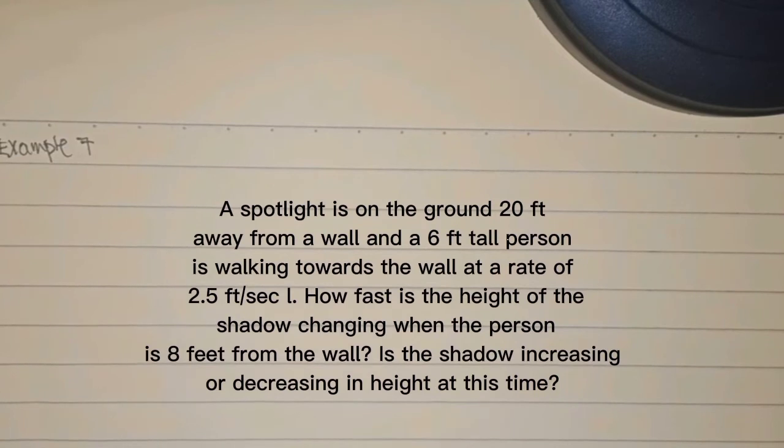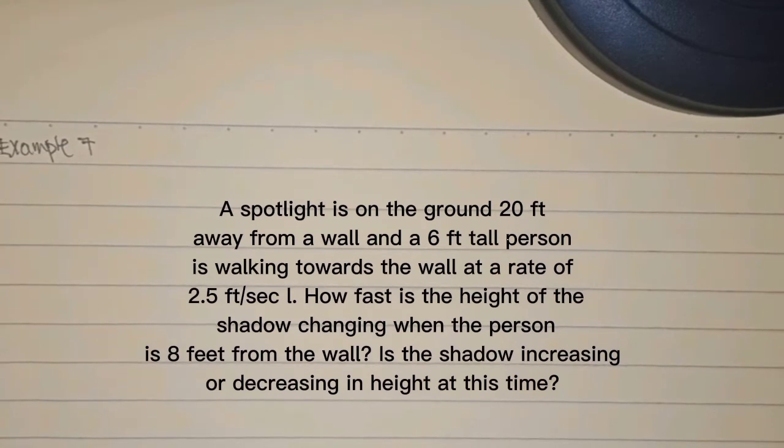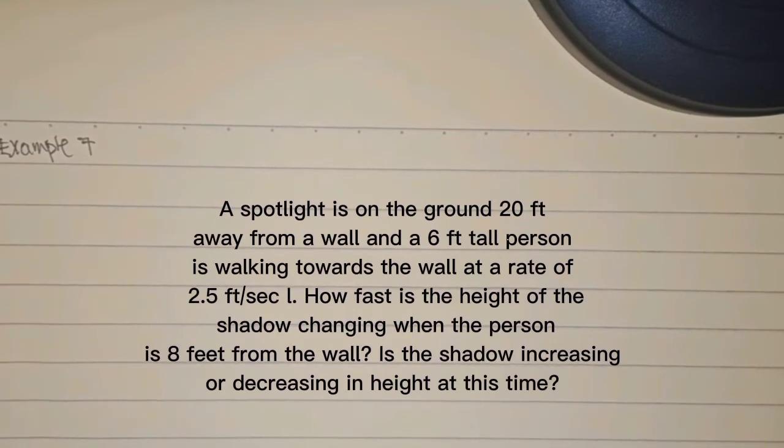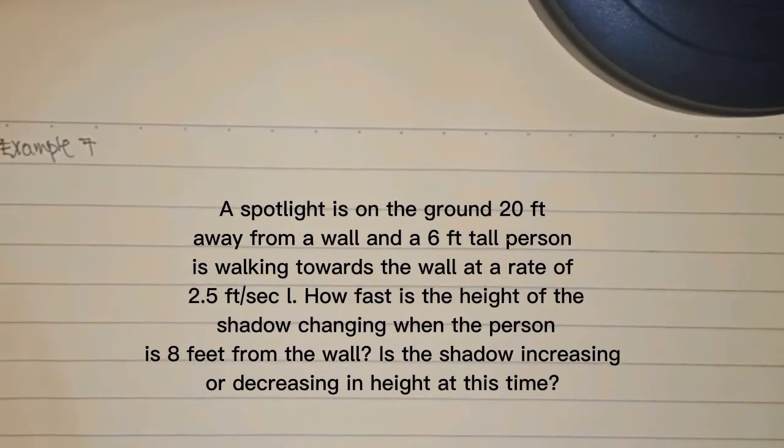Exercise 7. A spotlight is on the ground 20 feet away from a wall, and a 6 feet tall person is walking towards the wall at a rate of 2.5 feet per second. How fast is the height of the shadow changing when the person is 8 feet from the wall? Is the shadow increasing or decreasing in height at this time?